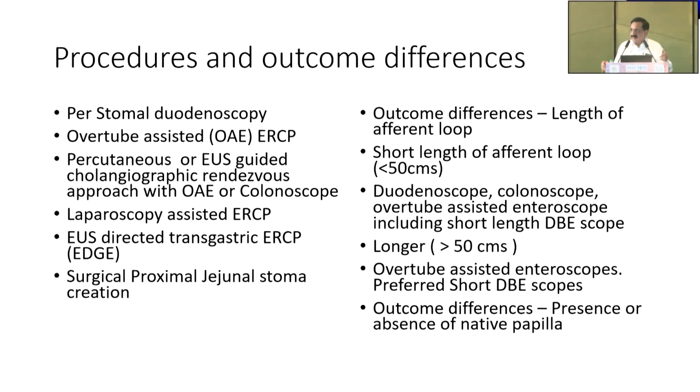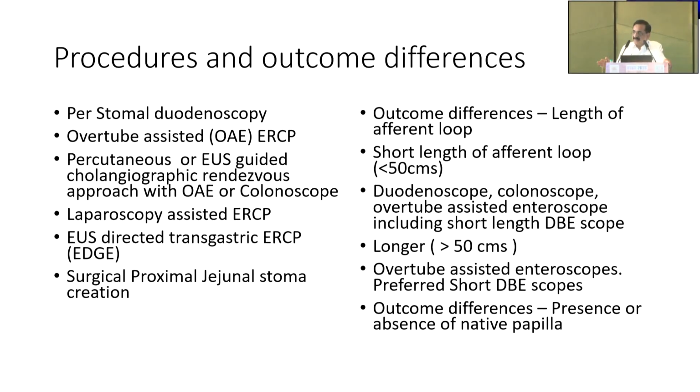The other procedures which are there, the most common one is over tube assisted ERCP, either a single balloon or a double balloon, percutaneous or US guided cholangiographic rendezvous approach, either with an over tube assisted enteroscopy or with a colonoscope. So you have the ERCP which can be done with a rendezvous procedure, laparoscopy assisted ERCP, and the H procedure, and last but not the least, but not very commonly done now, surgical proximal stoma creation and pushing the scope through the proximal stoma.